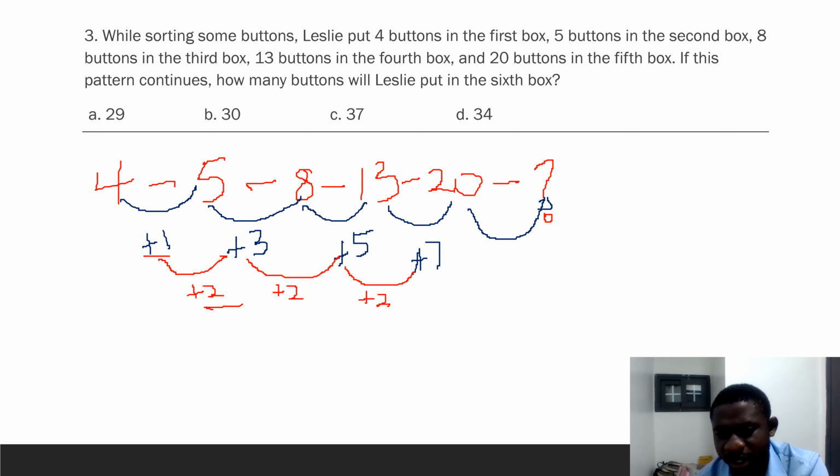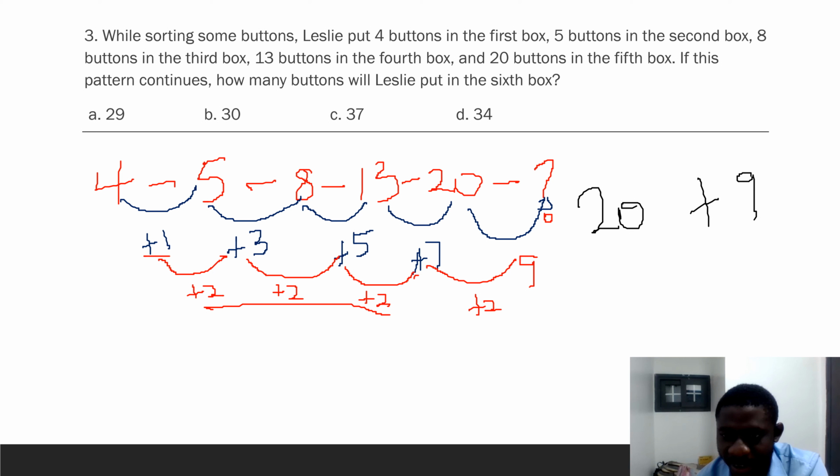Now this provides me a clue that if you are moving to the next number, it is going to be 7 plus 2, which would be 9. Therefore, I can say on authority that when we move from 20, the next number is going to be 20 plus 9, which will give me 29. So when we go through our answers, we have A to be 29.